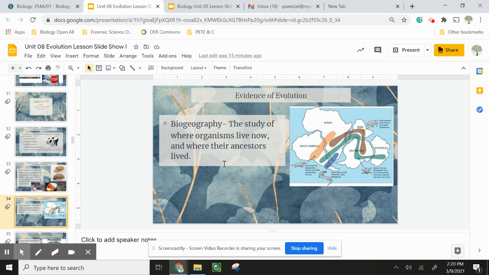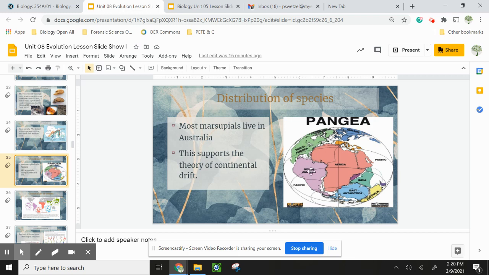Another piece of information that adds to the evolutionary knowledge that we have is biogeography. And biogeography simply refers to the study of where organisms live now and where their ancestors lived. This does provide evidence for two theories. One is the Pangea theory, which is the supercontinent. You may have learned about this in Earth space science, but if we take a look at the continents, they roughly fit together like pieces of a jigsaw puzzle, which gives evidence and supports that continental drift is taking place.